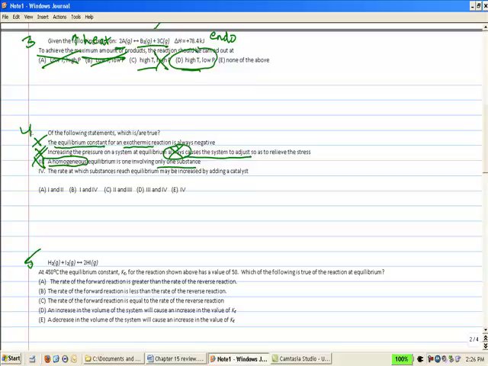So I sure hope 4 is true. Number 4, the rate at which substances reach equilibrium may be increased by adding a catalyst. Obviously, that is true. You add a catalyst that causes the reactions to go faster. So therefore, 4 is the correct answer.